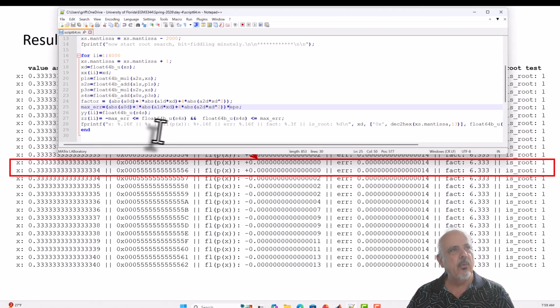And then I just want to walk you through what this is doing here. The fprintf.